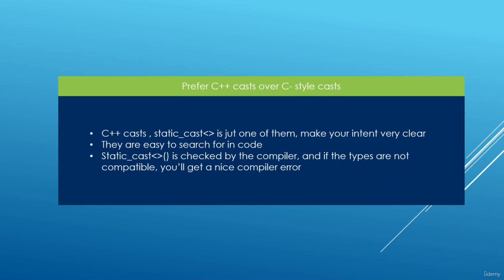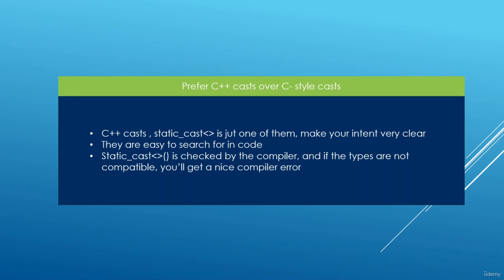Another thing is that they are easy to search for in code. For example, if you want to find locations in your code where you are doing explicit conversions, you can search for this static cast keyword in your program, and you're going to easily find that.